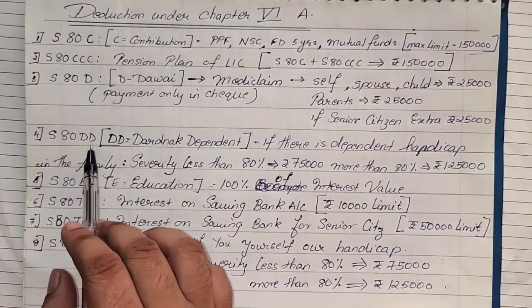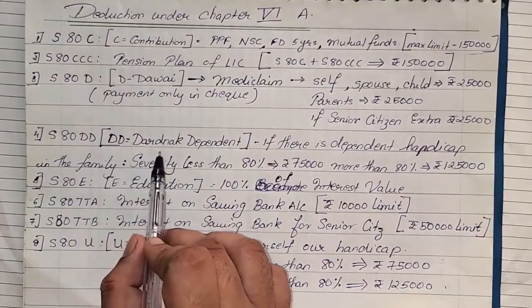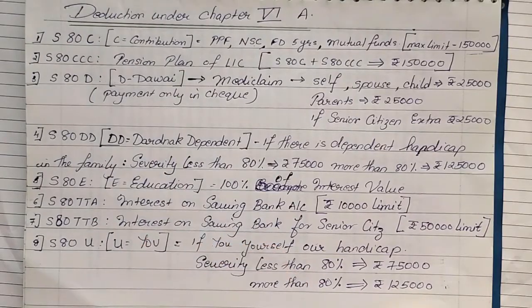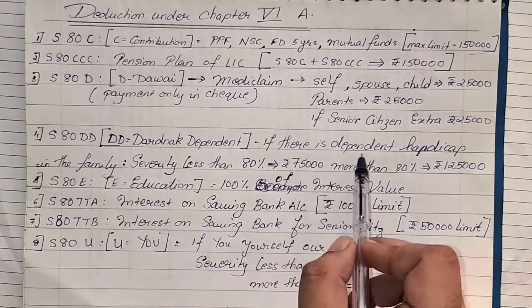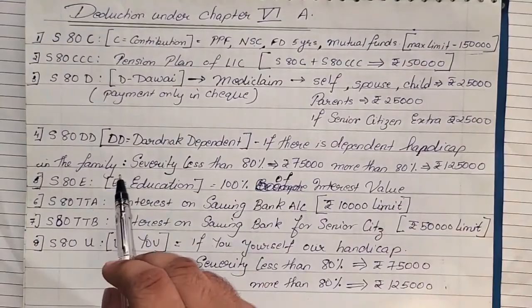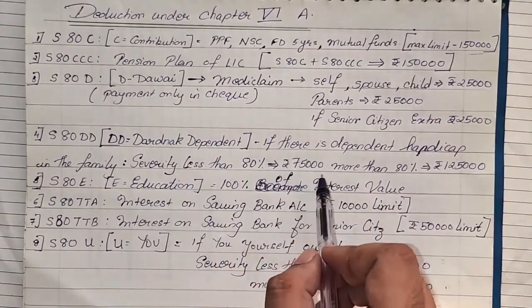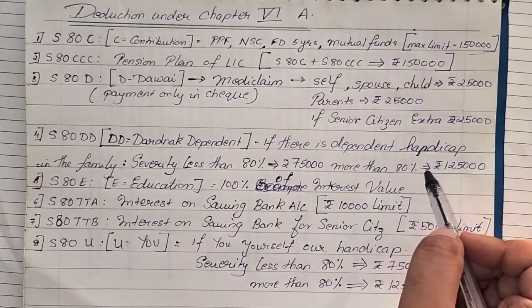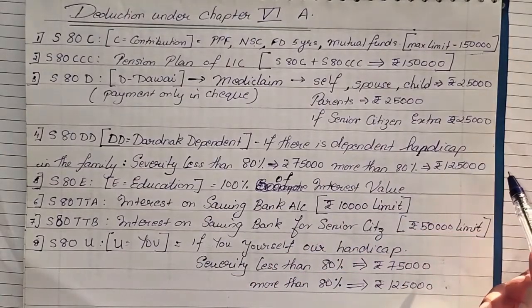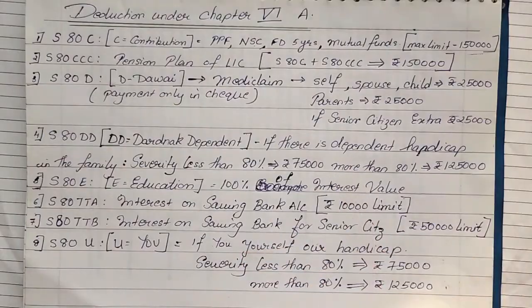Next is 80DD. For double D, remember the words dardnak dependent. There is a diseased person with a very dangerous disease, and he is a dependent person. So if there is a dependent handicapped person in the family, then if the severity is less than 80%, you can get a deduction of 75,000, and if it is more than 80%, you will get a deduction of 1,25,000. The severity level will be mentioned in the question.